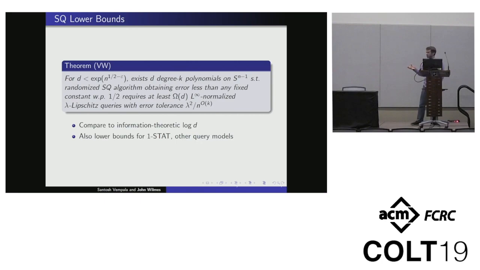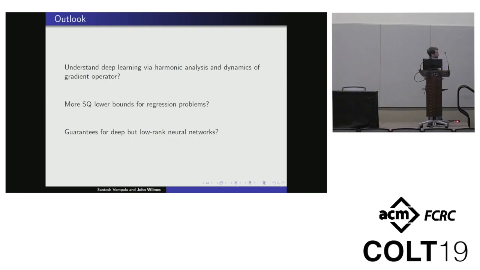So in the SQ framework, if you want to understand gradient descent in terms of these statistical queries, the queries that you're making to your oracle are, for example, the gradients. So what this is saying is that for these polynomials, you anyway need this number of samples that matches our upper bound. Okay. So I want to mention some open problems going forward.